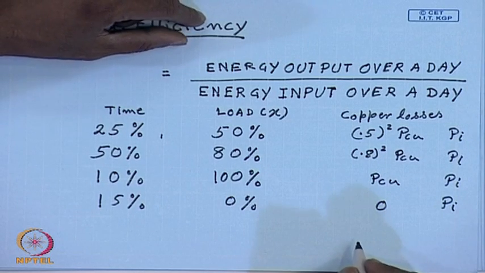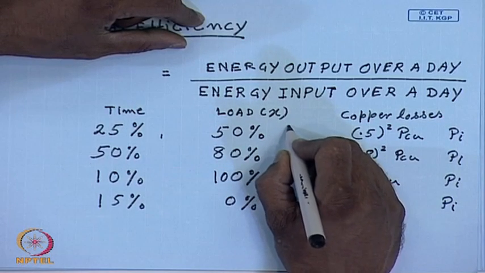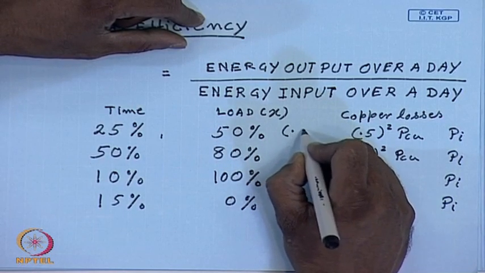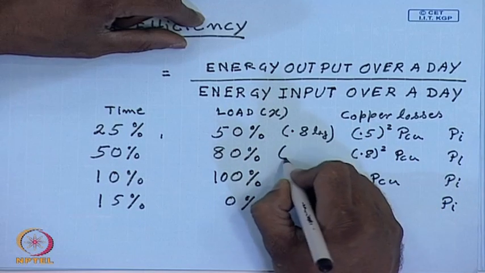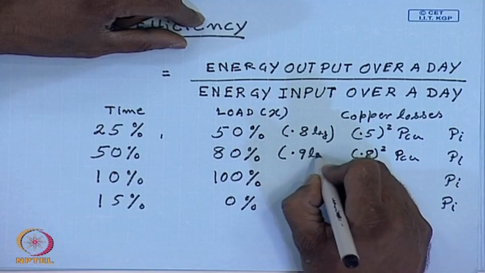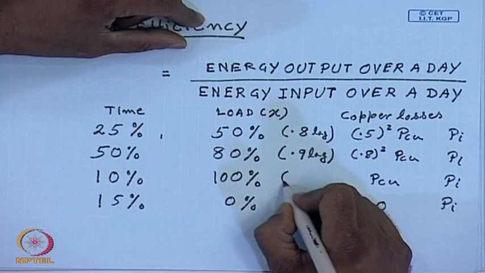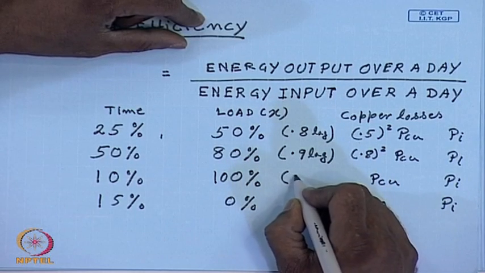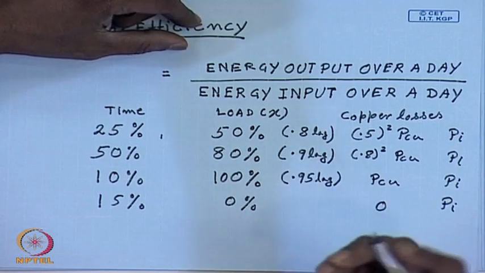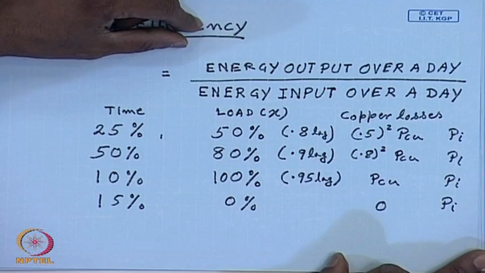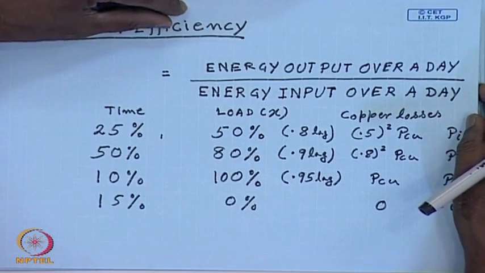Let us further assume that these loads have power factor, let us say at 50%, this power factor is 0.8 lagging, this power factor is 0.9 lagging, this power factor is 0.95 lagging, and here since there is no load current we do not mention the load power factor. So, let us calculate what will be the all day efficiency.